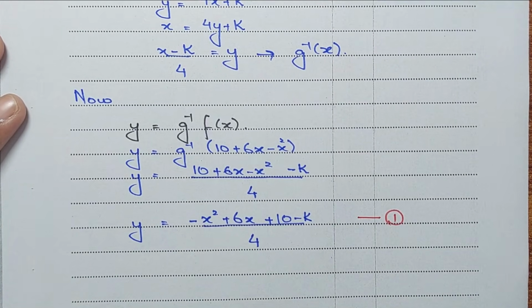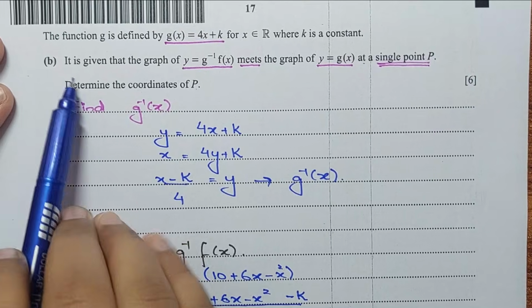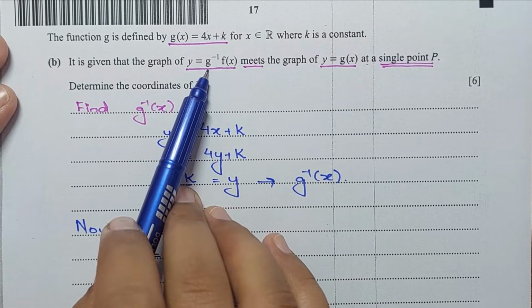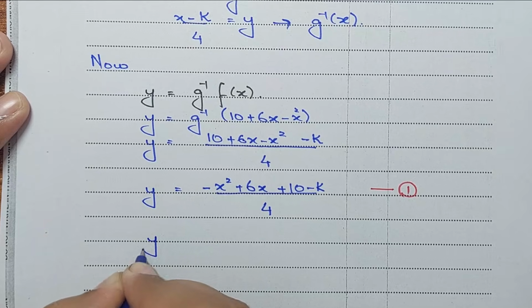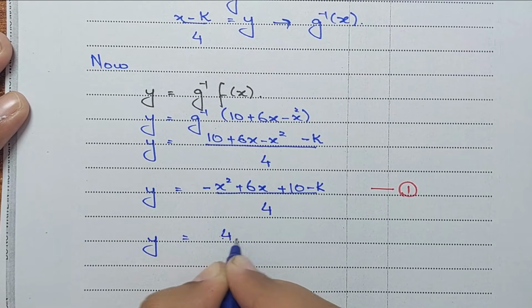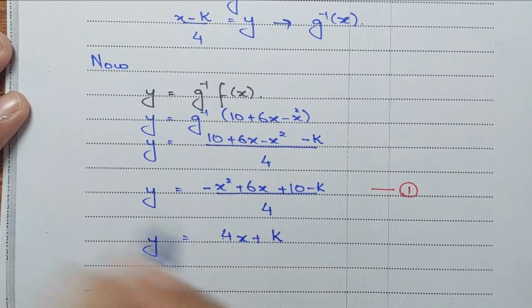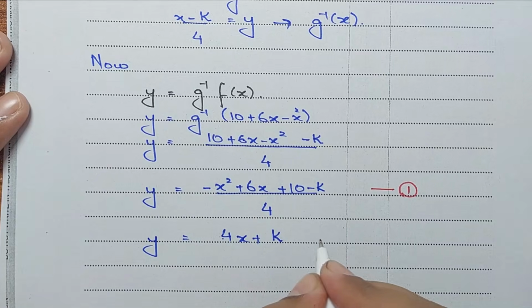And we have another, y equals g of x. It is given that the graph of y equals g inverse f of x meets the graph of y equals g of x. So y equals g of x is 4x plus k. This is my second equation.